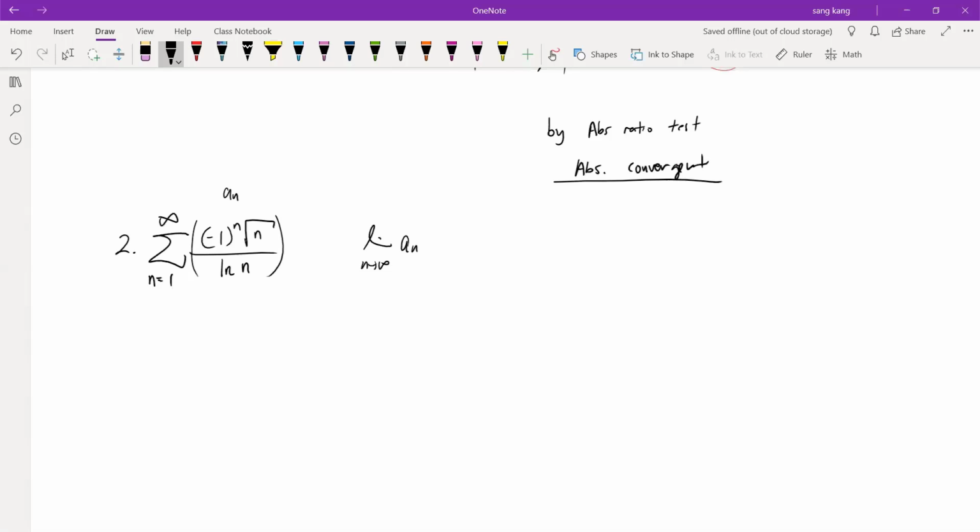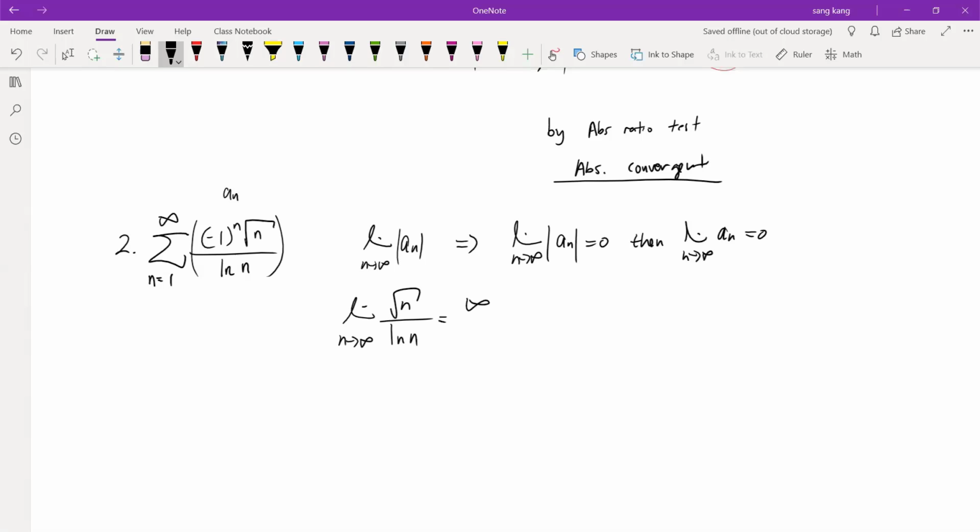Well, we have a -1 here, and remember there's a theorem that says if the limit of the absolute value of an equals 0, then the limit of an also equals 0, right? And since this is what we're interested in, we can simply apply the absolute value to our an here. So we'll be left with root n over ln of n, and we can drop the -1 to the n, right? So does this equal 0?